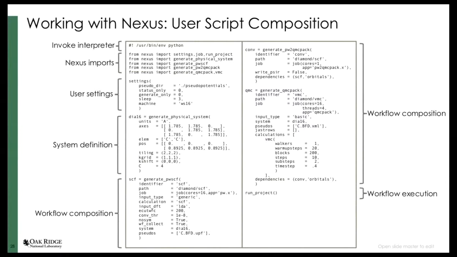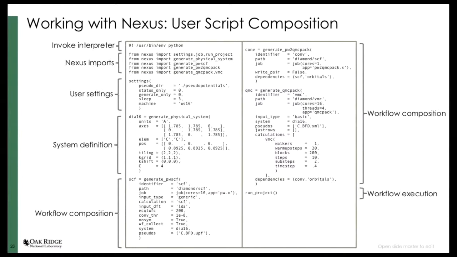The next portion is user settings. So for example, you might point to where all of your pseudopotentials are located. You tell what kind of machine you're on, in this case a 16-core workstation. I'll cover in a moment how you'd specify a more advanced machine, a supercomputer. And you specify that you want polling or job monitoring to happen every 3 seconds with Nexus. Again, we'll see that in a moment.